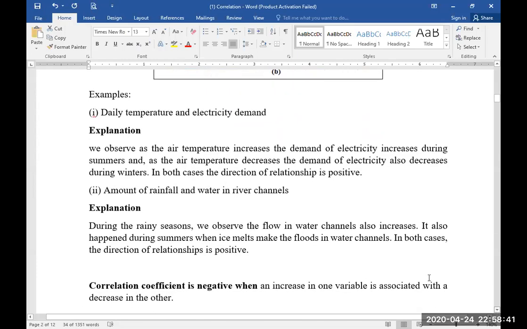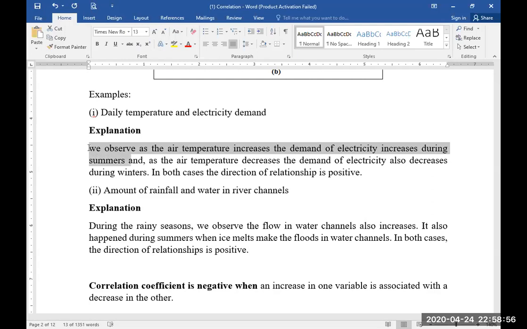Some examples of the positive relationship are: number one, daily temperatures and electricity demand. Explanation: we observe that as air temperature increases, the demand for electricity increases during summers. As the air temperature decreases, the demand for electricity also decreases during winter. In both cases, the direction of relationship is positive.